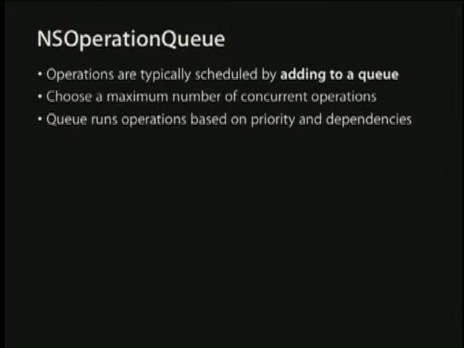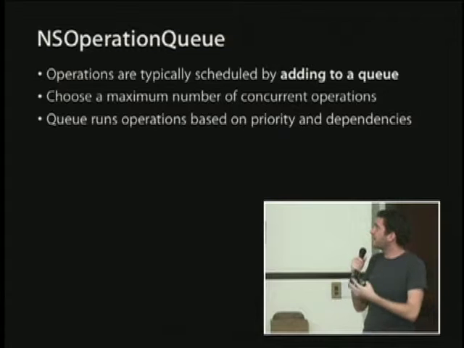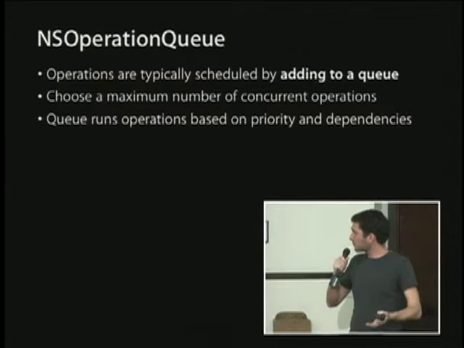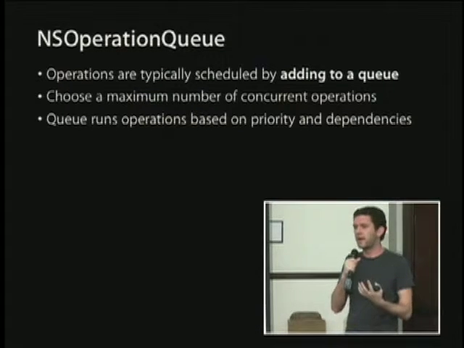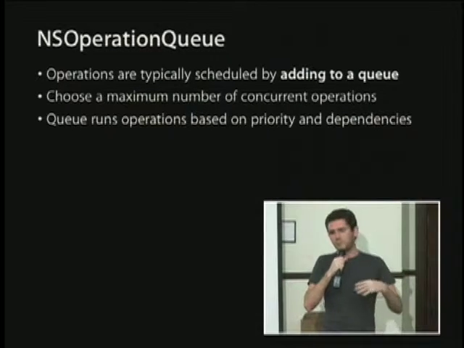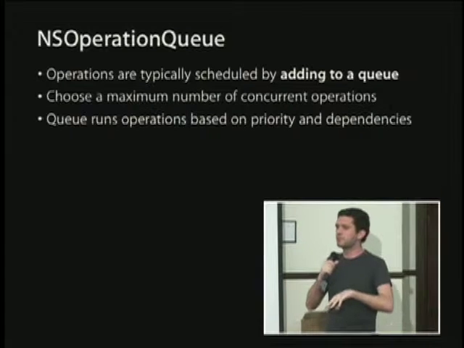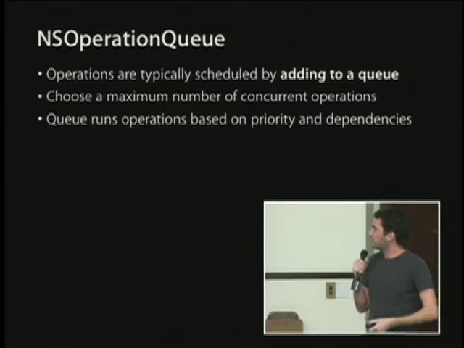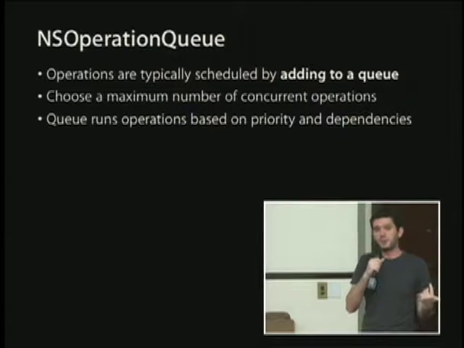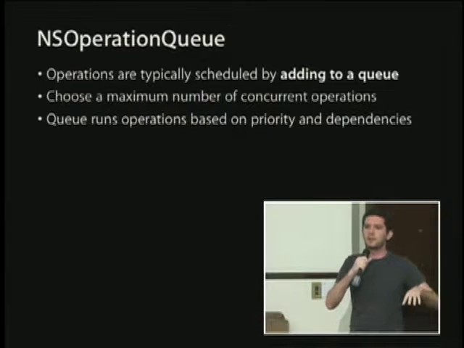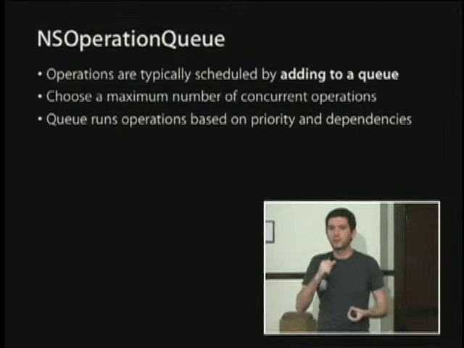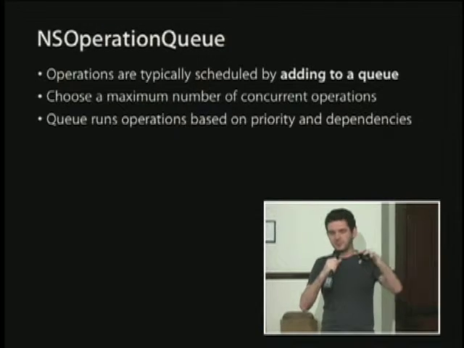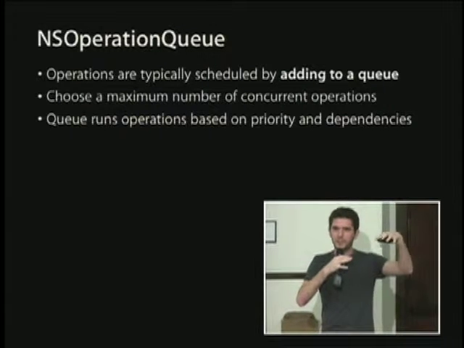So the place where you actually enqueue these is another class called NSOperationQueue. And so operations are typically added to the queue in order to schedule them. You basically choose a maximum number of concurrent operations, the maximum number of things you want to have happen simultaneously, and the runtime worries about creating the threads for those things for you. And then the queue will run the operations based on a priority that you've defined. So you can say that some operations are a higher priority than others, so they'll get scheduled first. And also the dependencies that we talked about. So everything that this object depends on will happen before this NSOperation gets scheduled.